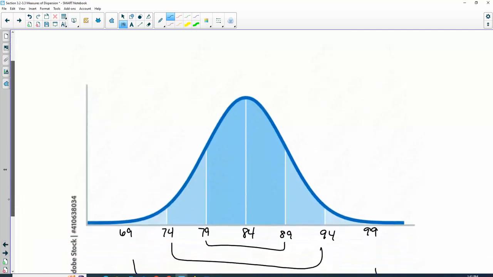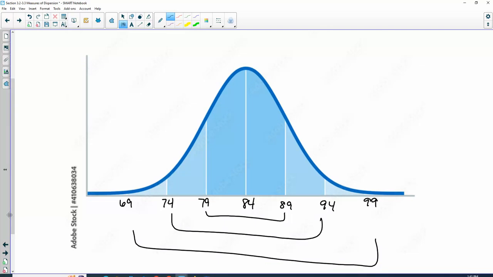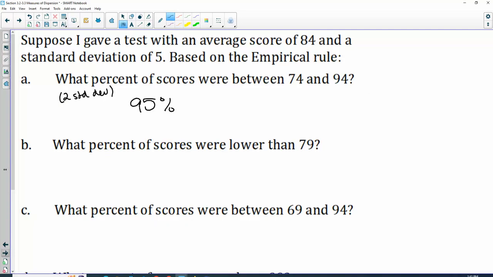Lower than 79. Okay, so we have to think a little bit more here. There's a couple ways to do it. If this is perfect, the mean is the middle. What percent of the scores are below that? 50 are below, 50 are above. We already know in the first standard deviation that's 68%. So this little rectangle will be 34 because it's half of 68. So to get less than 79, you could just do 50 minus 34. And we get 16% got a score lower than 79.